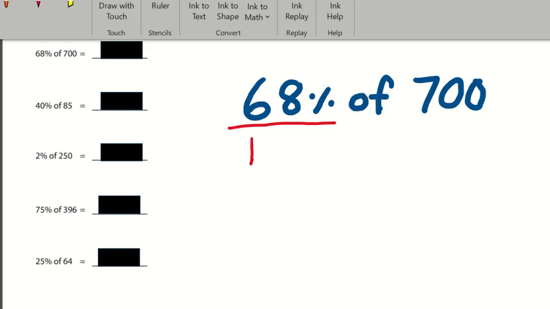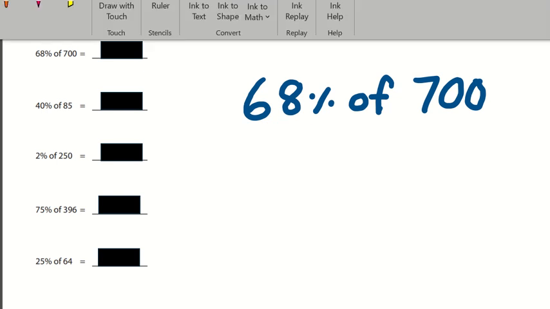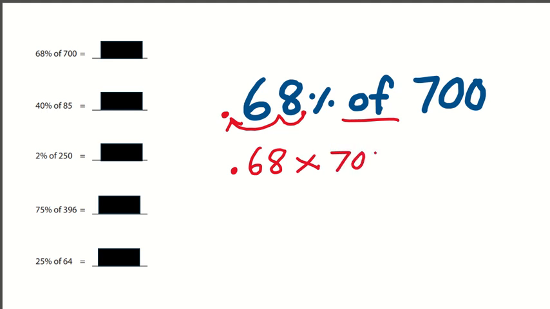If you're allowed to use a calculator, you can simply turn 68% into a decimal. Now, since it is a fraction, 68 over 100 is the same as 68 divided by 100, which means that you can simply move the decimal 2 places to the left to convert 68% into its decimal form of 68 hundredths. Now remember, of means times, so we're going to go ahead and multiply that by 700.